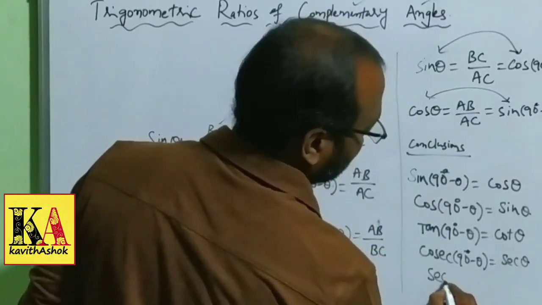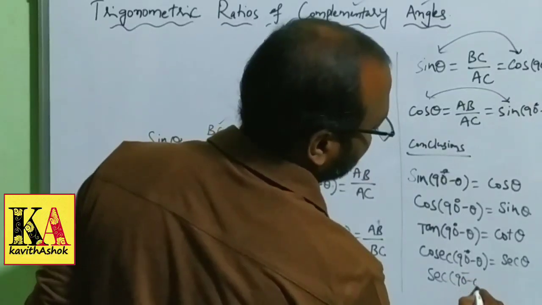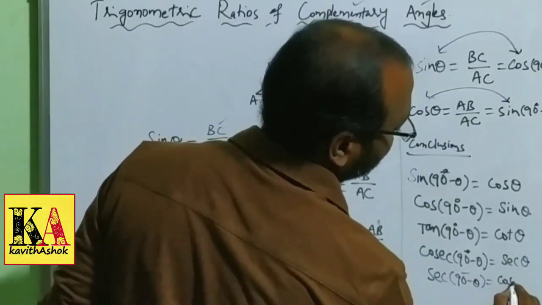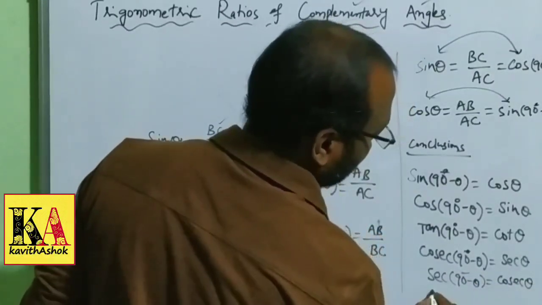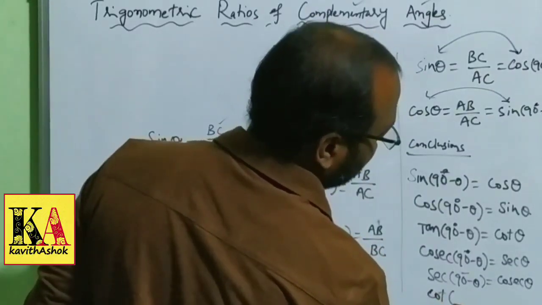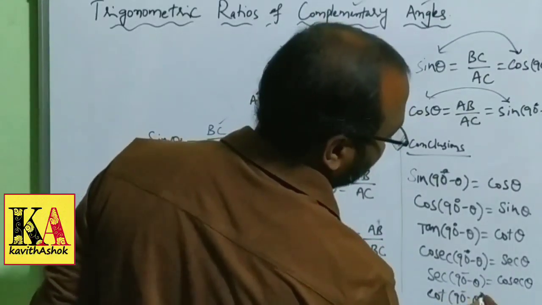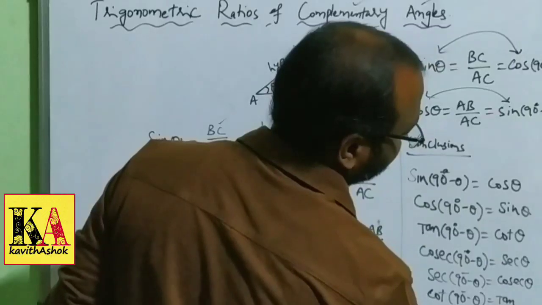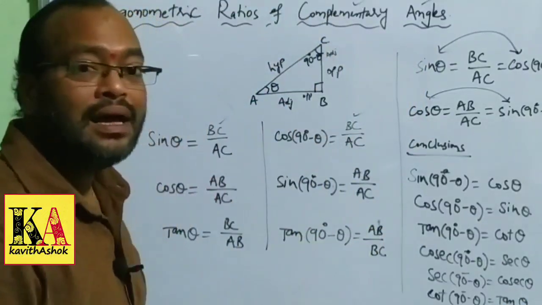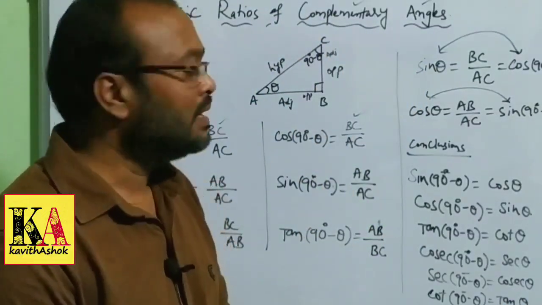Sec 90 minus theta will become cosec theta. And cot 90 minus theta will become tan theta. So these are the complementary angles.